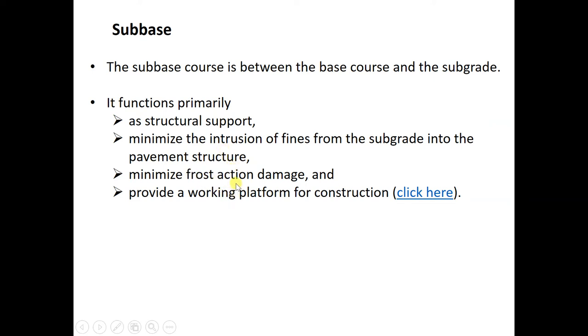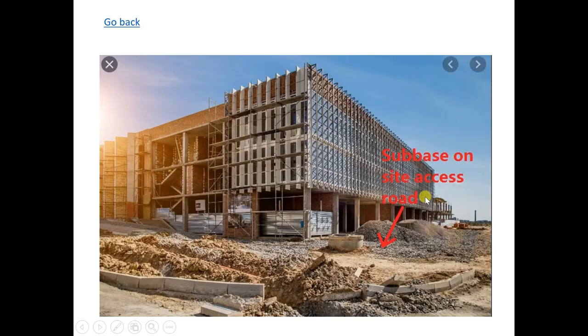Also, it minimizes the frost action, same as the base course, and provides a working platform for construction. So usually at a construction site, the project site, these are the building sites, they need to have an access road around it. For the transportation of materials, for the vehicles to go around, they need some sort of roads around.